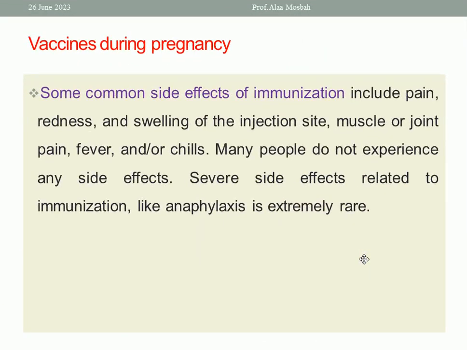If there are any side effects of this immunization, some common side effects include pain, redness, and swelling of the injection site, muscle or joint pain, some fever, and or chills. Many people don't experience any side effects. Severe side effects related to immunization, like anaphylaxis, are extremely rare.